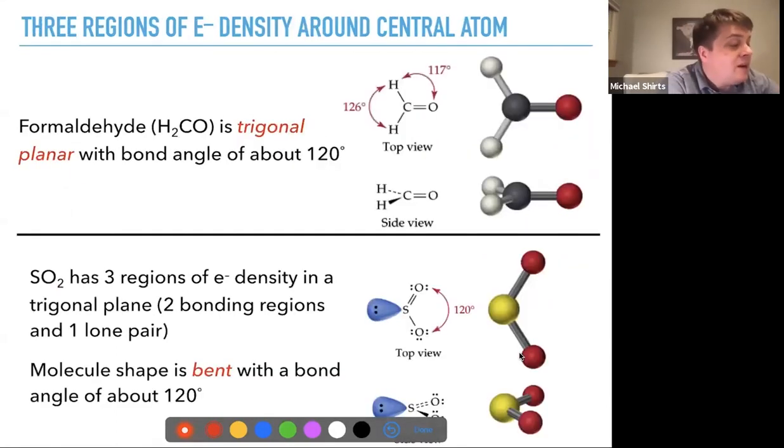Okay, so now we're going to move up to 3 regions of electron density. And there are 2 possibilities here. It could be that you have 3 bonds. For example, formaldehyde is trigonal planar with a bond angle of about 120 degrees.